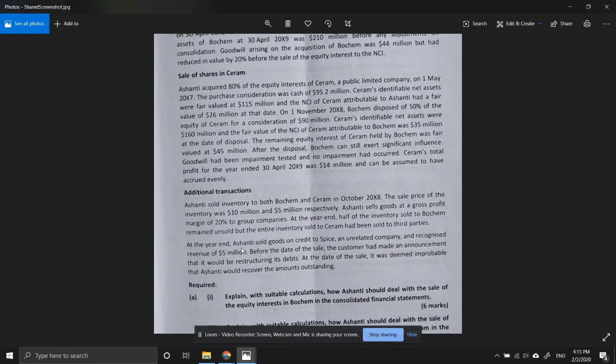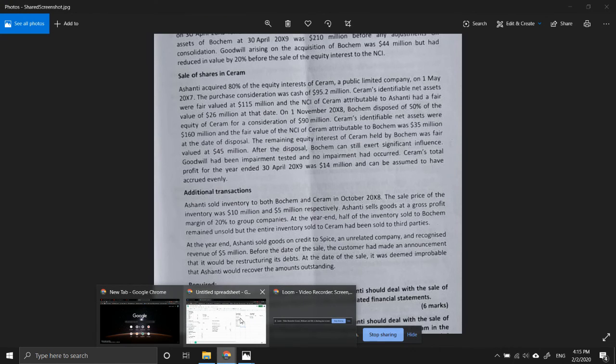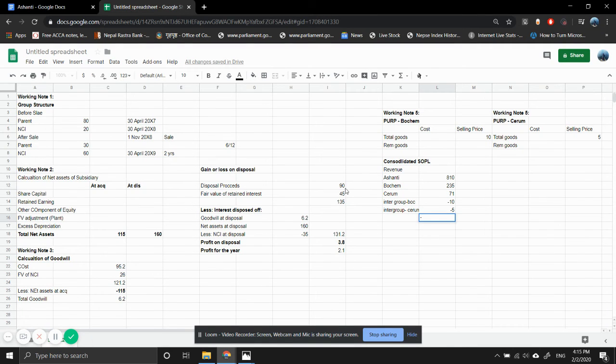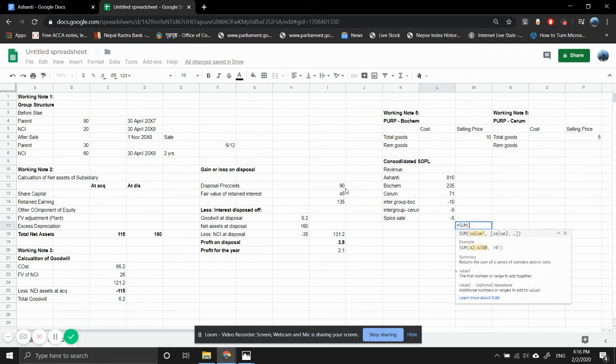As a sales, at the year end, Ashanti sold goods on credit to Spice, an unrelated company, and recognized revenue of 5 million. Before the date of the sale, the customer had made an announcement that it would be restructuring debts. At the date of the sale, it is deemed improbable that Ashanti would recover the amounts outstanding. So that means the revenue that has been recognized, right? That should be changed back again. So 5 minus 5 again. Spice sale, right? So this will give us our sum.